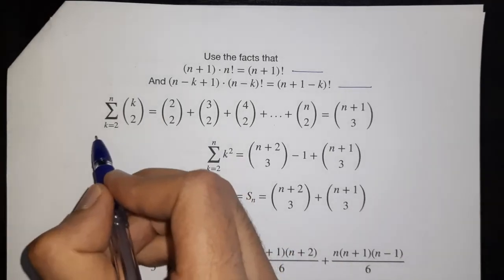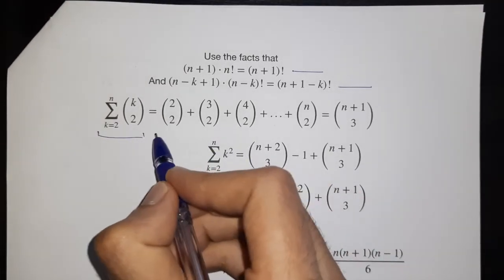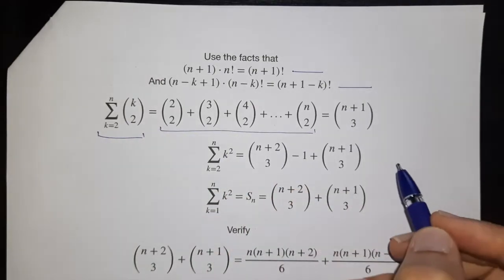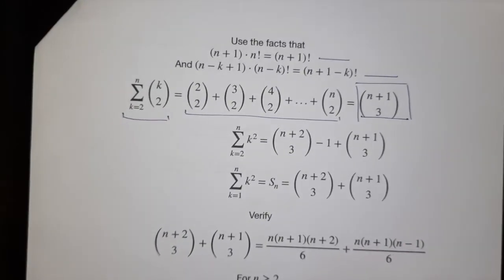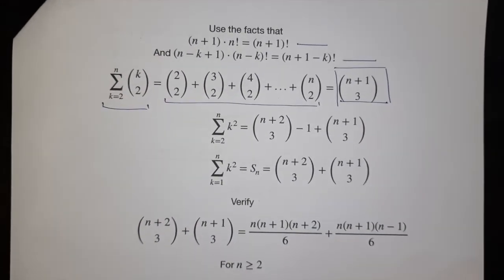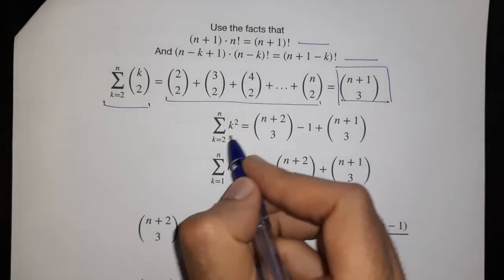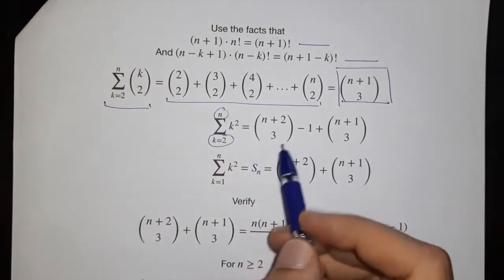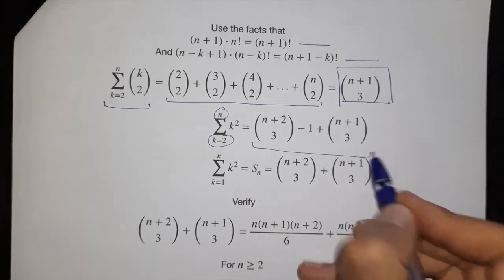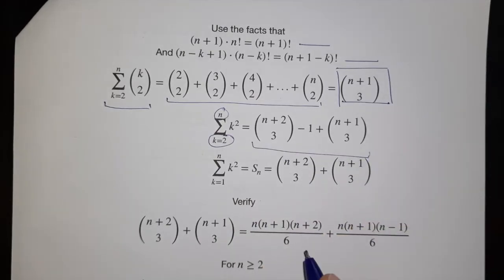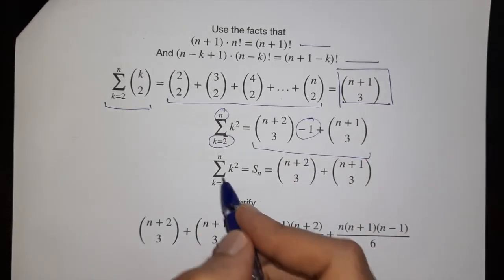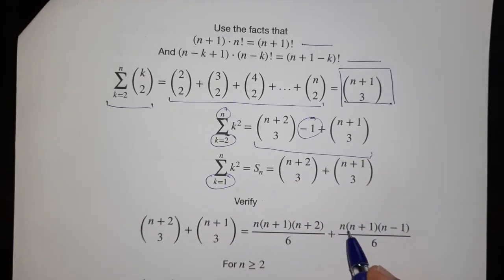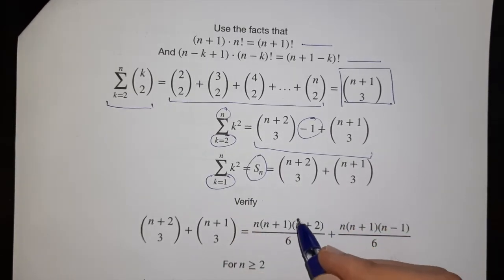A second application of the same identity gives us the sum from 2 to n of k choose 2 equals 2 choose 2 plus 3 choose 2 all the way up to n choose 2, which equals n plus 1 choose 3. Putting the pieces together, we get the sum from 2 to n of k squared equals n plus 2 choose 3 minus 1 plus n plus 1 choose 3. Transferring the 1 to the other side, we obtain that the sum from 1 to n of k squared, which equals Sn, equals n plus 2 choose 3 plus n plus 1 choose 3.